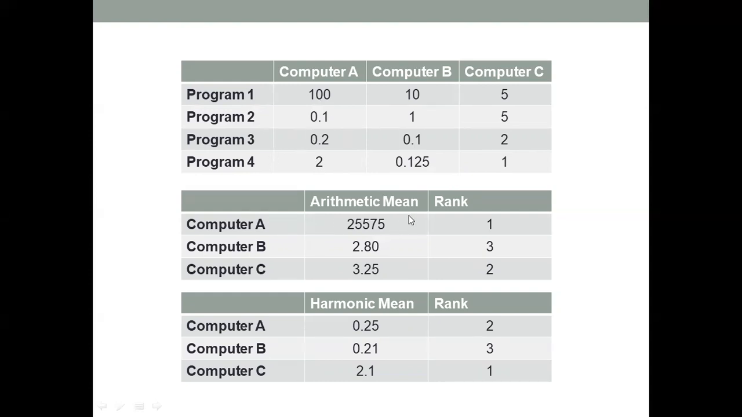And also for the arithmetic mean and ranking, I got this. Computer A is 25.575, which has rank 1, and computer B has an arithmetic mean of 2.80 with rank 3, and computer C is 3.25, which has rank 2. And for the harmonic mean, I got for computer A 0.25, rank 2, and computer B 0.21, rank 3, and computer C 2.1, rank 1.